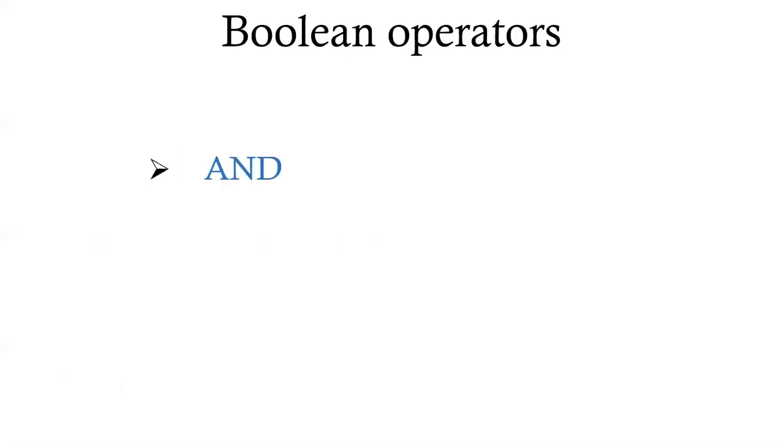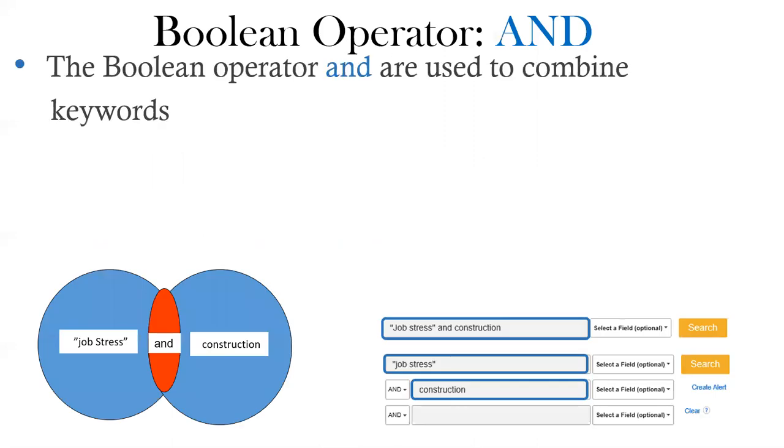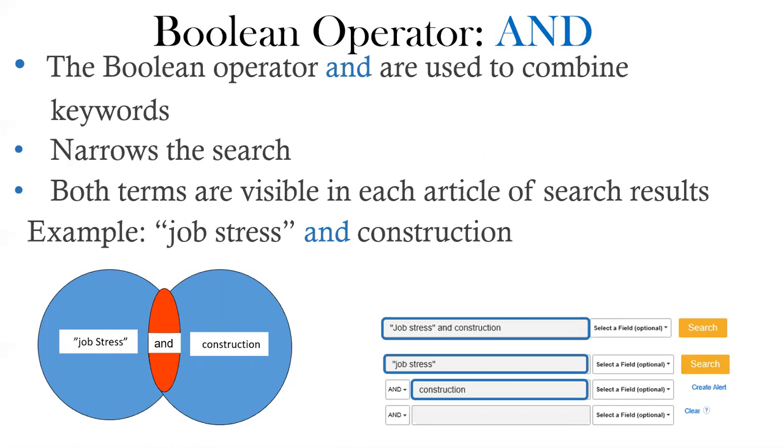The Boolean operators and, or, not we will discuss separately, and they also have separate functions. The Boolean operator and is used to combine keywords. It narrows the search, and both terms are visible in each article of the search results. So you can indicate it in the same search box, separated by and, or in separate search boxes separated by and.